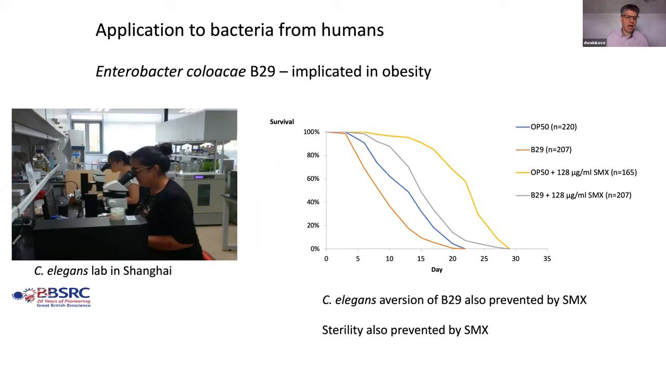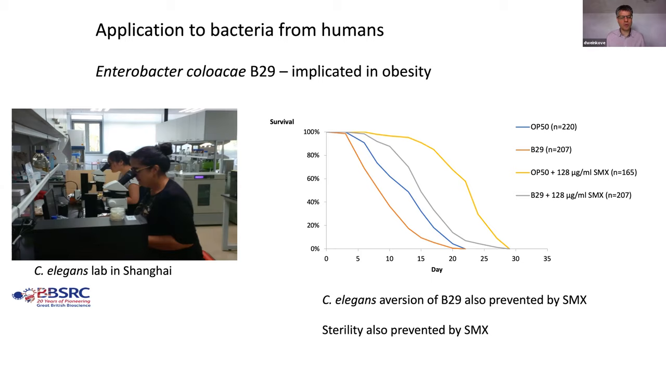And we got some funding from the BBSRC, a UK-China partnership, and set up a lab in Shanghai. And this is my ex-PhD student, Bu Verk, training Xiaoxin Wang, who was in that lab in Shanghai. And we found that B29 grew well on our normal media. And we found that worms on B29 had a very short lifespan. They also had a kind of sterility, and they also avoided that bacteria.